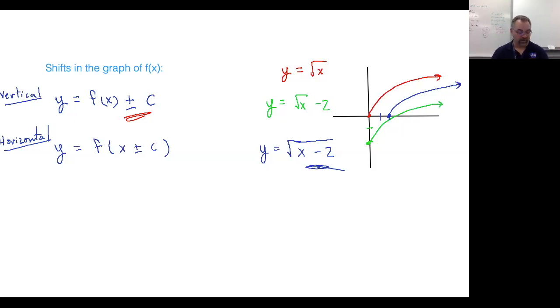The last thing I wanted to look at was how do we create a reflection of our function? Oops, there's a little button on the side of my pen, and sometimes I click it by accident. There are 3 kinds of reflections we're going to look at.